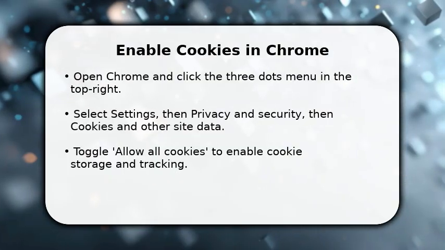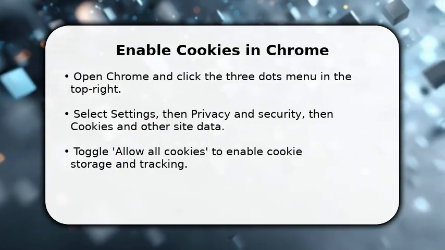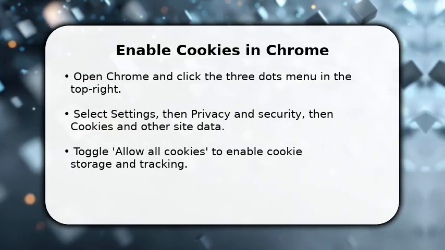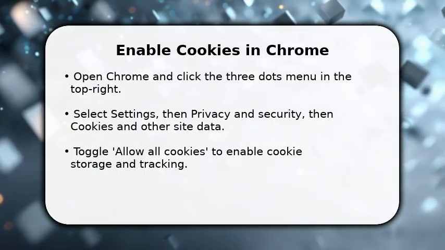In this guide, I'll show how to add cookies in your browser. Open Chrome and click the three dots menu in the top right. Select Settings, then Privacy and Security, then Cookies and Other Site Data. Toggle Allow all cookies to enable cookie storage and tracking.